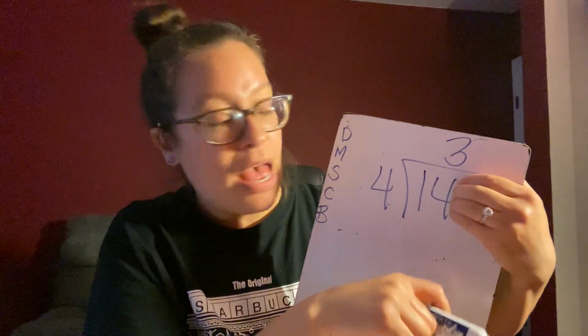Okay, 144 divided by 4. Digit by digit. Can 1 be divided by 4? No. So then I go to the next number, 14. Can 14 be divided by 4? Yes, it can. How many times? 3.